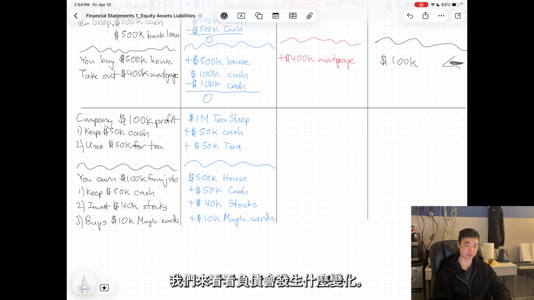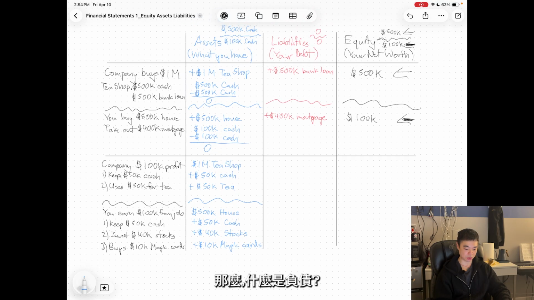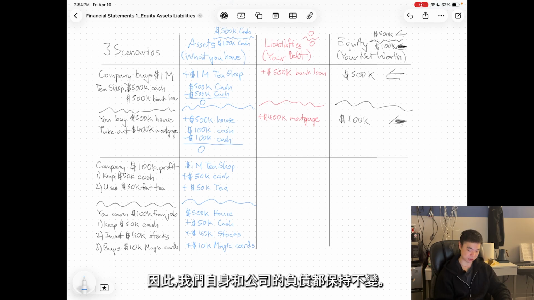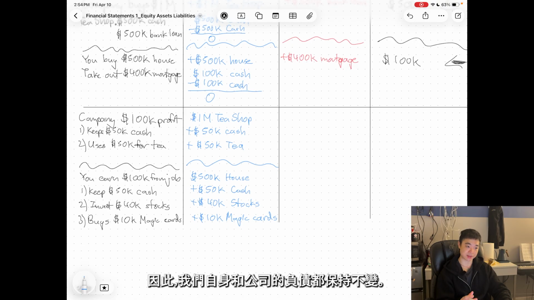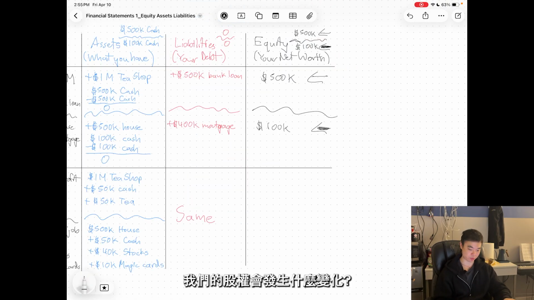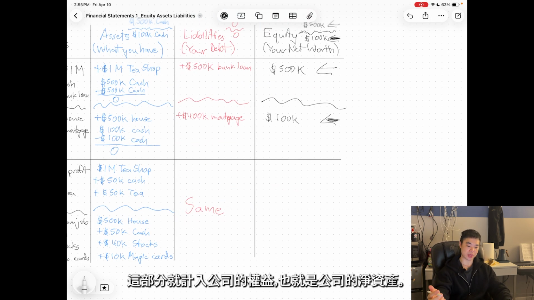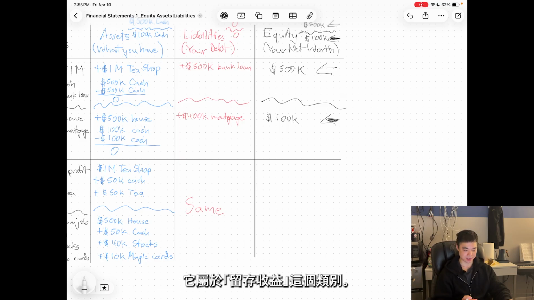Let's look at what happens to liabilities. So what are liabilities? Liabilities are your debt, right? So did we take out any debt on this? We did not. So our liabilities, for us and the company, stay the same. What happens to our equity? Well, our company equity is originally $500,000, right? But this company earned $100,000 in profit. Where does that $100,000 go? Well, that goes in the company's equity, the company's net worth, and it's in a category called retained earnings.